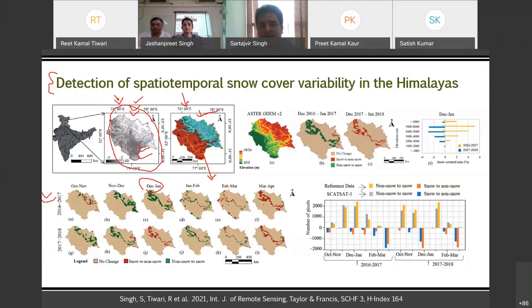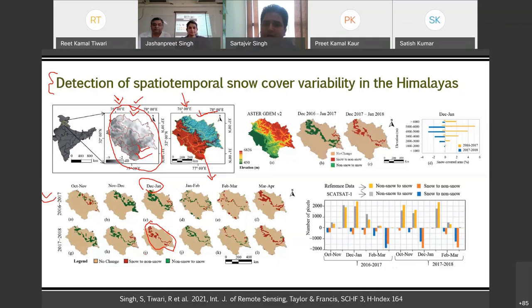Because there is an abrupt change in the snow that is very harmful, and that directly leads to snow avalanche activities, as well as floods. As you all are aware, there were recent floods, and why they are occurring, the main reason is that there is a sudden change in the snow level.